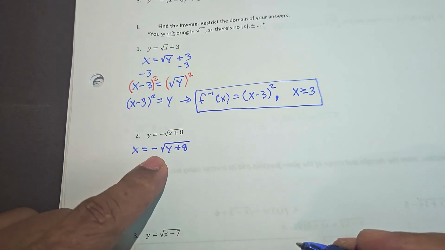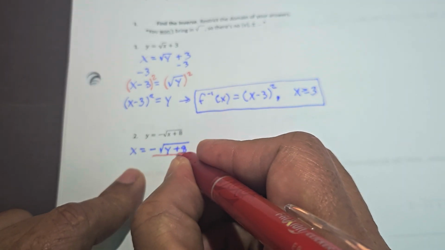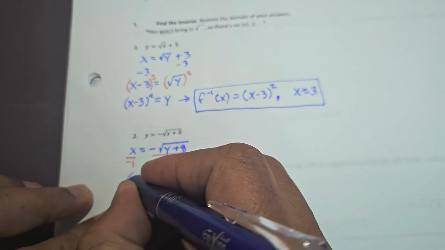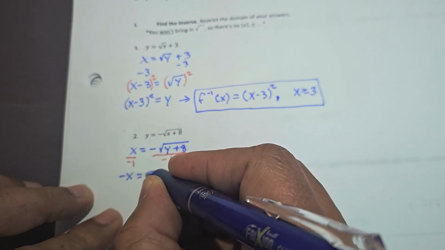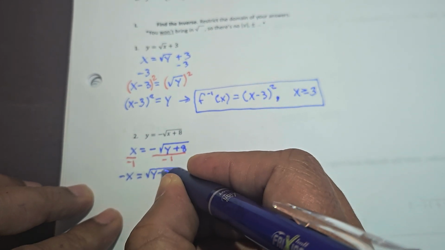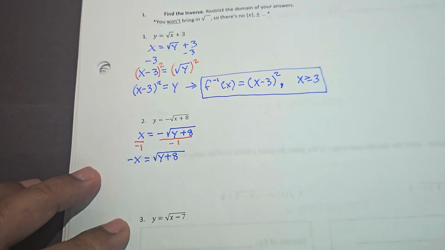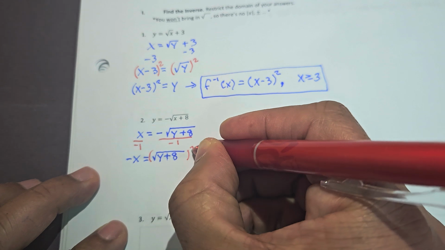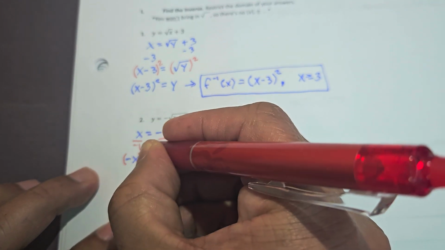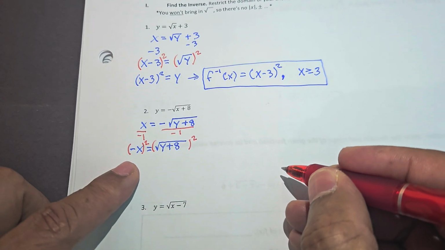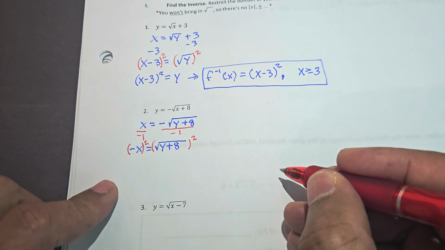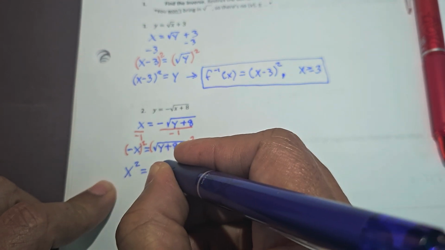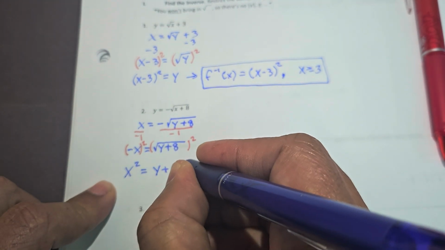Now, here we want this to be positive, so let's divide by negative 1 on both sides of the equation. So then the x becomes negative x, and now this becomes the positive square root of y plus 8. Once we have the radical isolated, let's take the square. So take the square of this side and take the square of negative x. The negative x becomes positive because you're multiplying a negative times a negative. So this is positive x squared, and this is y plus 8.